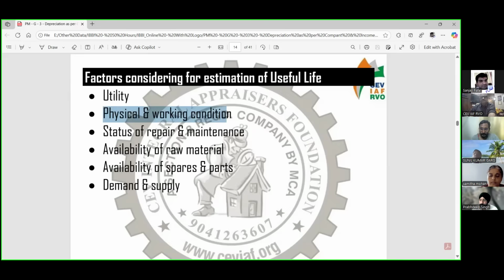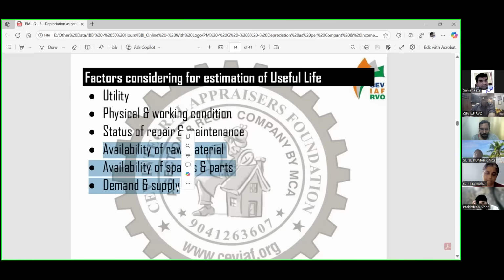Physical and working conditions, status of repair and maintenance, availability of raw materials, availability of spare parts, and supply and demand of the product impact the useful life. Availability of raw material and spare parts also impact the useful life of your assets.